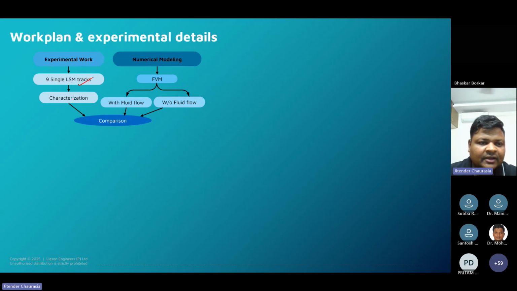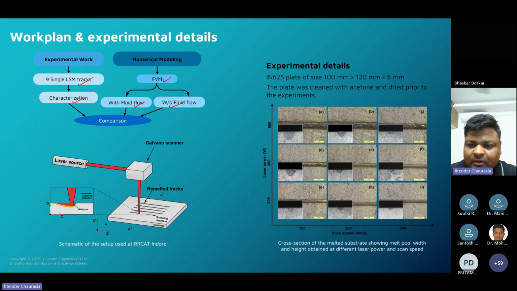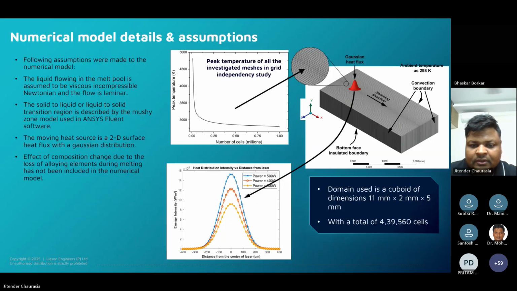So we did 9 single tracks. We did some characterization. On the simulation side we took the finite volume method because I used ANSYS Fluent to do this, and we did fluid flow and without fluid flow. We did the comparison. These are all the tracks you can see, and these are the SEM cross sections of that.